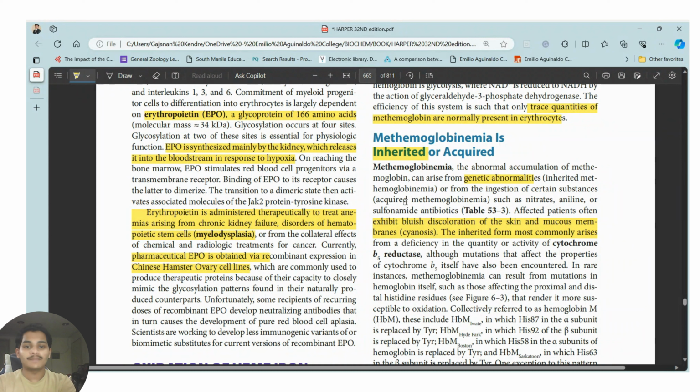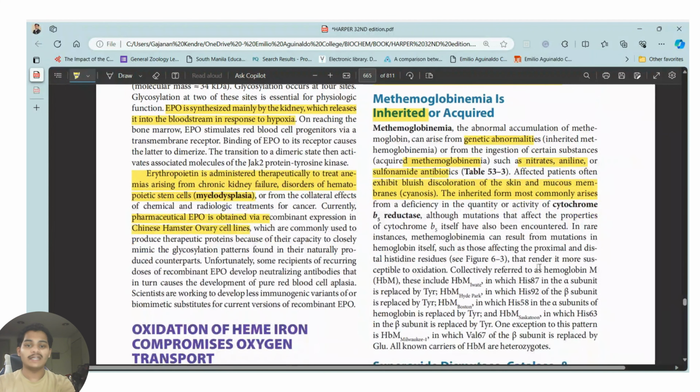acquired methemoglobinemia can be caused by nitrites, aniline, or sulfonamide antibiotics. The affected patient generally presents with bluish discoloration of the skin and mucous membranes, that is the cyanosis we see. It most commonly arises from a deficiency in the quantity and activity of cytochrome b5 reductase.